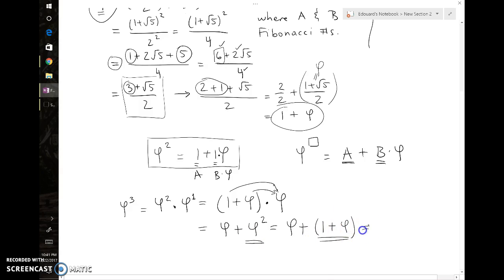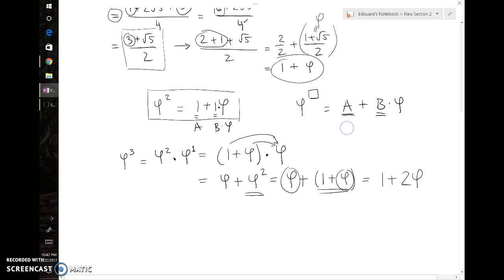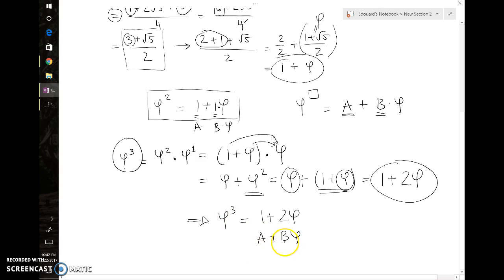And now I could combine the like terms. I have a phi here and a phi here. That gives me 1 plus 2 phi. So we have just shown that the thing we started with, phi cubed, is the same as 1 plus 2 phi. And once again, you wrote phi to some power as a plus b times phi, where a and b are Fibonacci numbers because 1 and 2 are consecutive Fibonacci numbers.